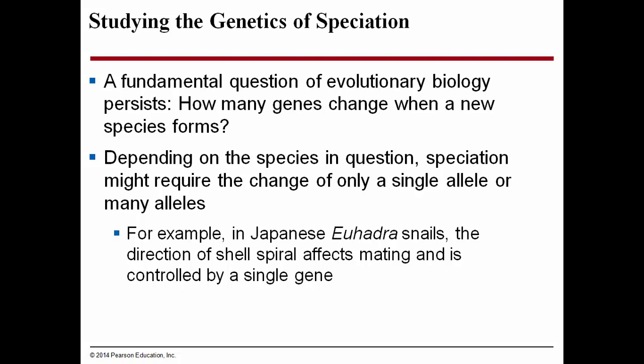For example, in Japanese Euhadra snails, the direction of the shell spiral affects its mating and may be controlled by a single gene. Remember, we talked about this earlier with the Bradybaena snails. It's just a single gene that can change in that organism during meiosis or during the development of the snail. It can affect the direction of the shell spiral, and that affects its ability to mate.